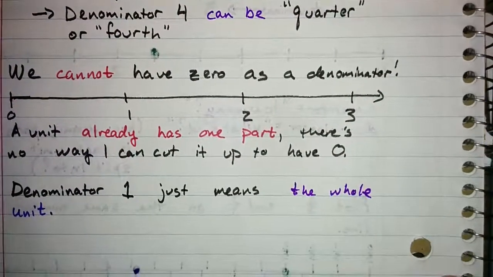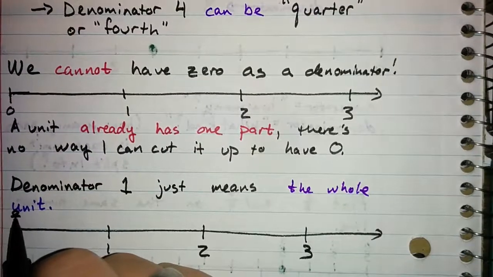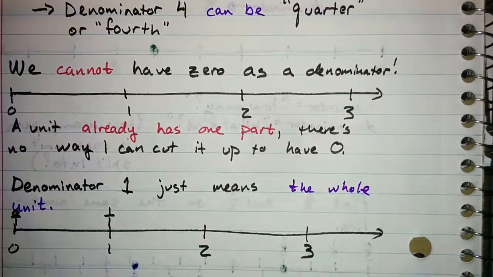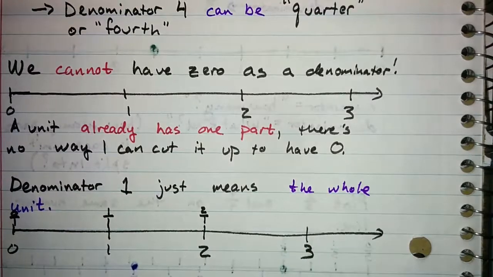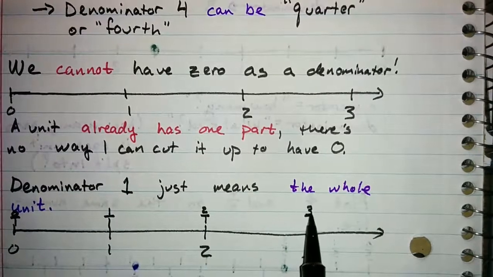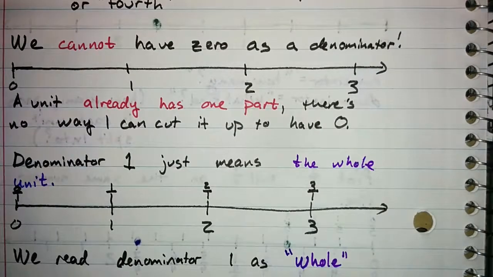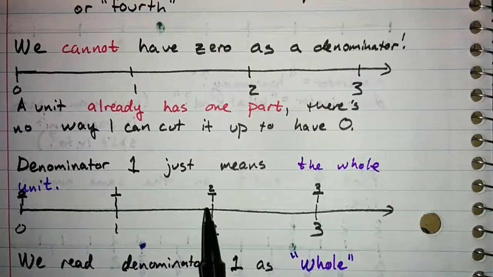Denominator 1 just means, well, that's the whole unit. So 0 is 0 wholes. 1 is 1 whole. 2 is 2 wholes. 3 is 3 wholes. And that's how we understand denominator 1, and even how we read it. If we see numerator 2, denominator 1, we'll say 2 wholes.